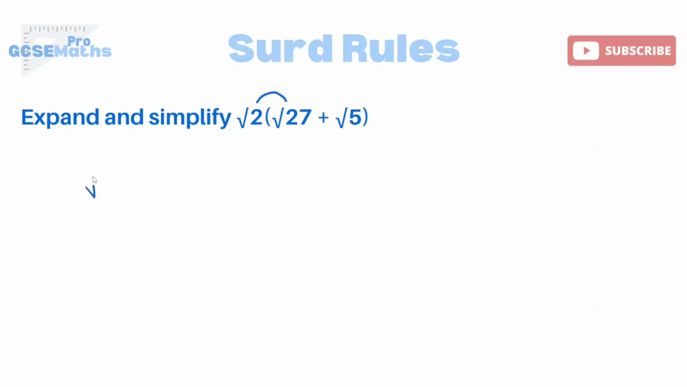So first I've got root 2 times root 27, which as we know is just a single square root with 2 times 27, plus root 2 times root 5, which is obviously 2 times 5. Now, you don't have to write out this line of working out.